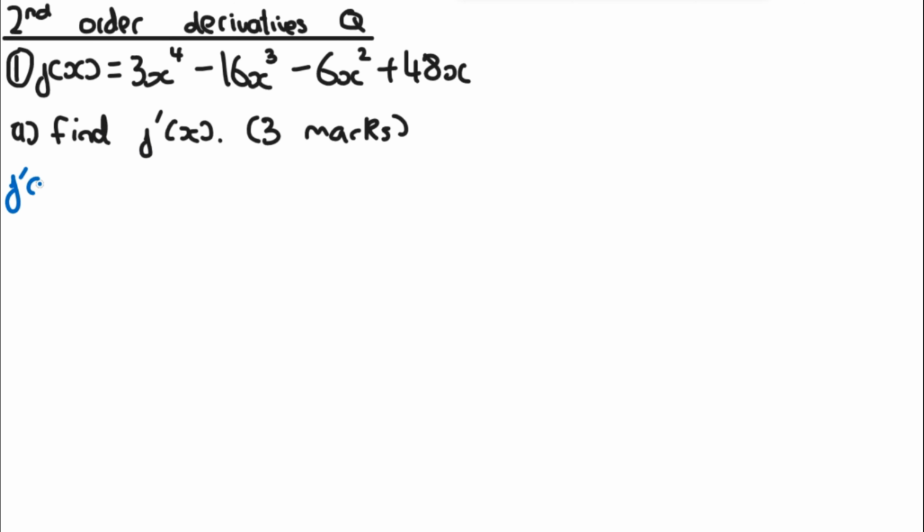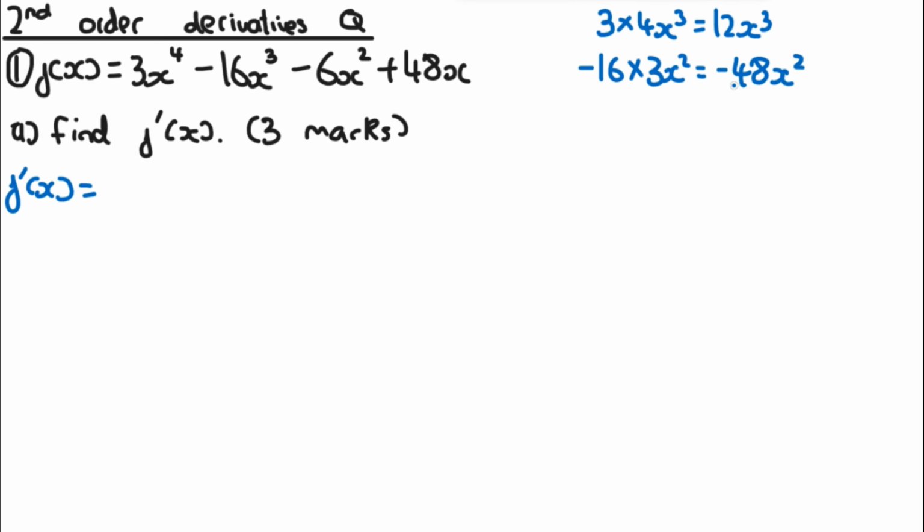So we need to find f dash of x. Remember we differentiate each term individually. 3x to the power of 4 becomes 3 times 4x to the power of 3, which is 12x to the power of 3. Minus 16x to the power of 3 is minus 16 times 3x to the power of 2, which is minus 48x to the power of 2.